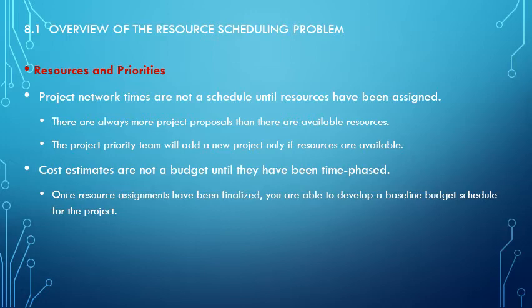Cost estimates are not a budget until they have been time phased. Once resource assignments have been finalized, you're able to develop a baseline budget schedule for the project, because you don't know exactly when you're going to do things or how you have to do them. Is there any time where we're going to have to crunch activities together and pay more money, or are we stretching them out to try and save costs? So we really need to time phase things to have a budget in place.